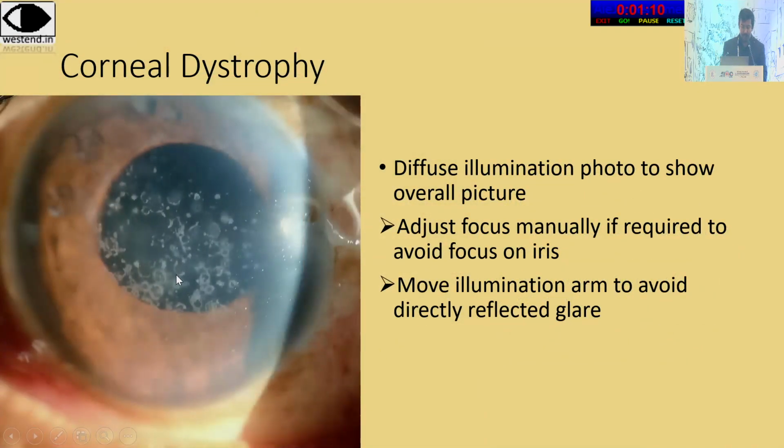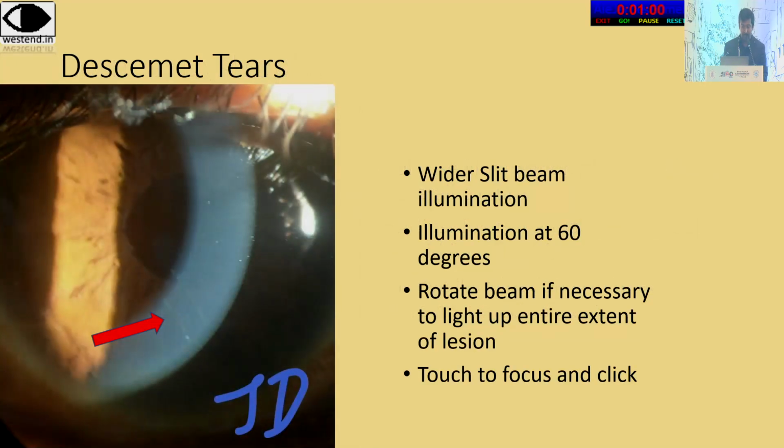And corneal dystrophies, it's focused on the cornea here, not the iris. So make sure you adjust the focus. So you are playing with light and focus. Make sure you play both properly. Then there can be Descemet tears. You make sure that you focus and adjust the light so that the glare does not obscure your point of interest.